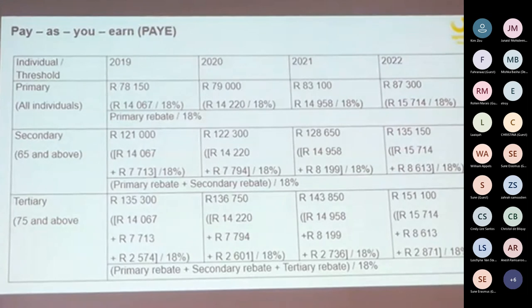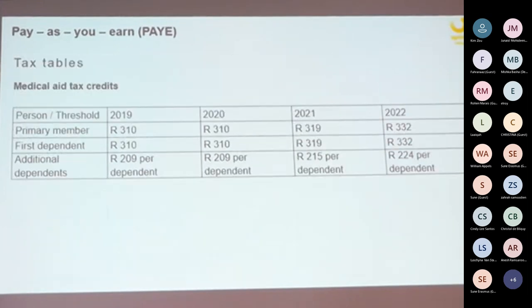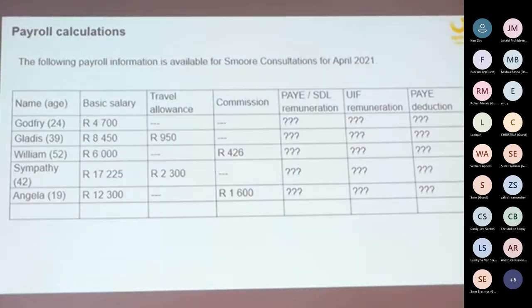May we continue? UIF remuneration is how much? 6,000 rand. Are we busy with the PAYE deduction? We said zero. We don't have to annualize anything, it's zero.